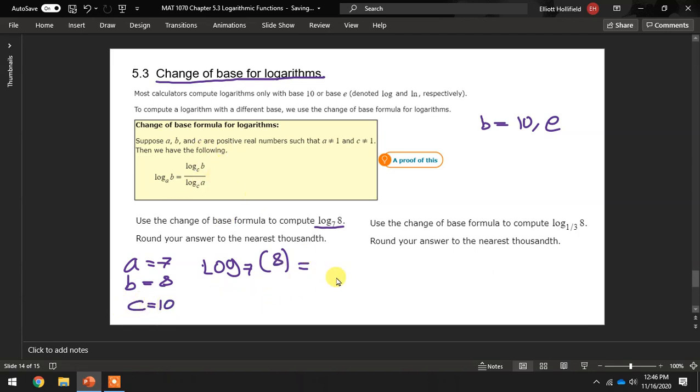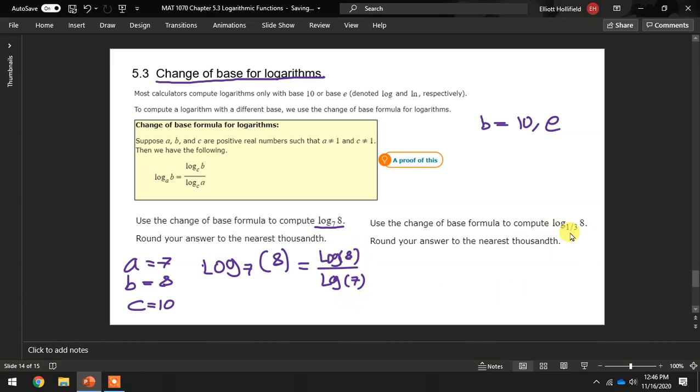So now we use our formula. This will become the log base 10, which is just written log, of b divided by the log base 10 of 7. And now this is in a form that you can plug into most scientific calculators.